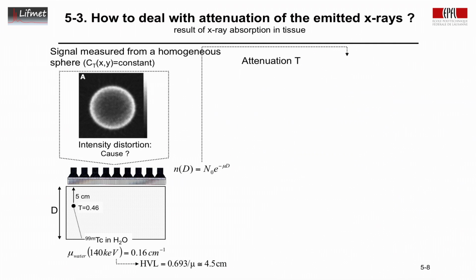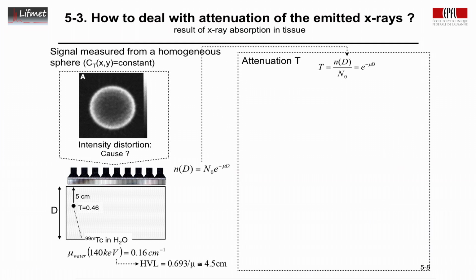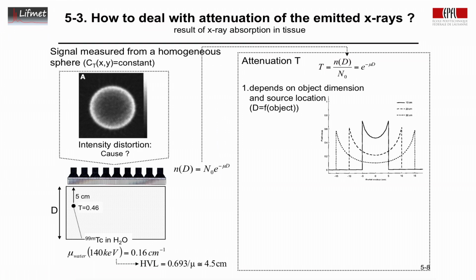So with this we can calculate the attenuation. And the attenuation is given by the number of photons detected divided by the number of photons emitted in that direction, and that's e to the minus mu d. So in this case, the attenuation is 0.46. So we are detecting only 46% of the photons that are emitted in that direction at a distance of 5 centimeters. Now one consequence is, if this is clearly distance dependent, the deeper we are, the more attenuation we have.